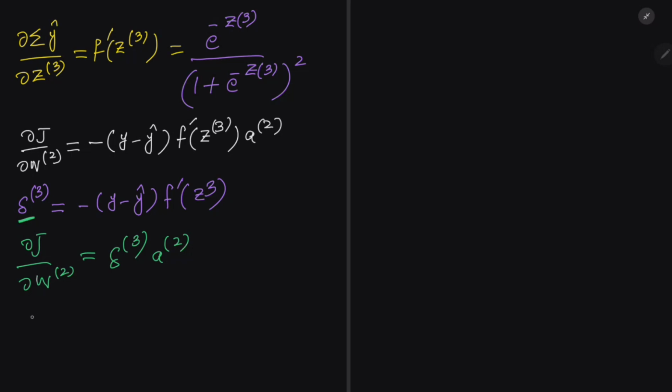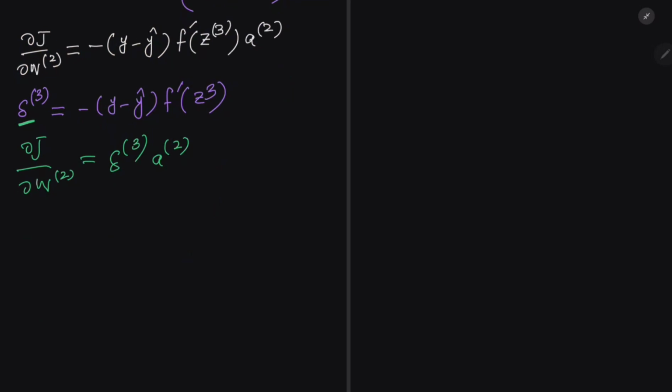So we should write it as partial J by partial W2, that will be equal to a2 transpose and delta 3. That is the partial J by partial W2. So we have completed the derivative of J with respect to W2.